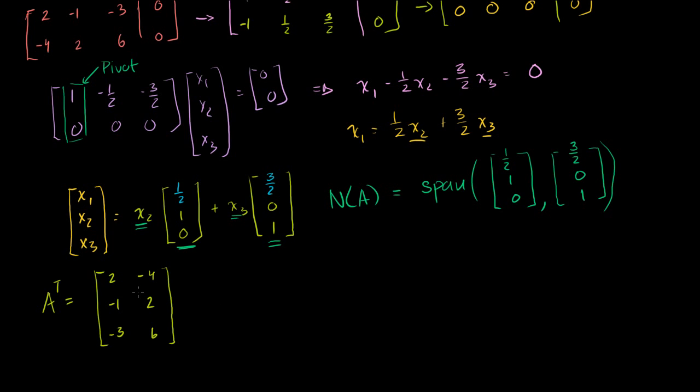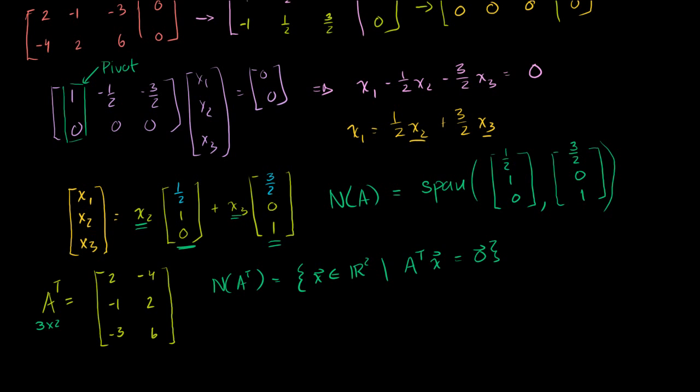So we could do the exact same exercise. Let me write it this way. The null space of A transpose. A transpose is a 3 by 2 matrix, so it's equal to all of the vectors x that are members of R2, not R3 anymore, because now we're taking the transpose's null space, such that A transpose times our vector is equal to the 0 vector in R3.